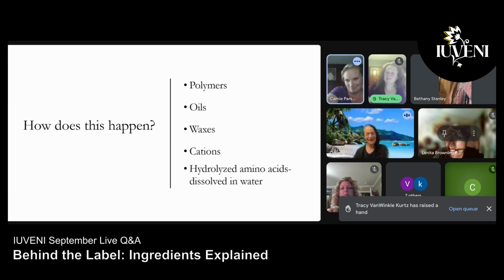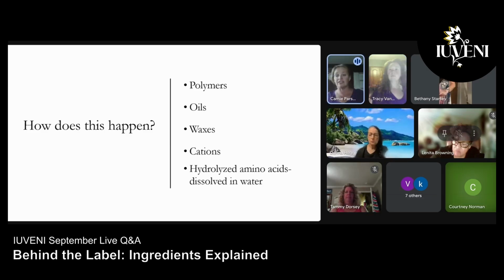Tracy, talk to me. Getting back to the waxing part, beeswax specifically, can beeswax actually become water soluble? Yes, you can mix it with other things and make it water soluble.